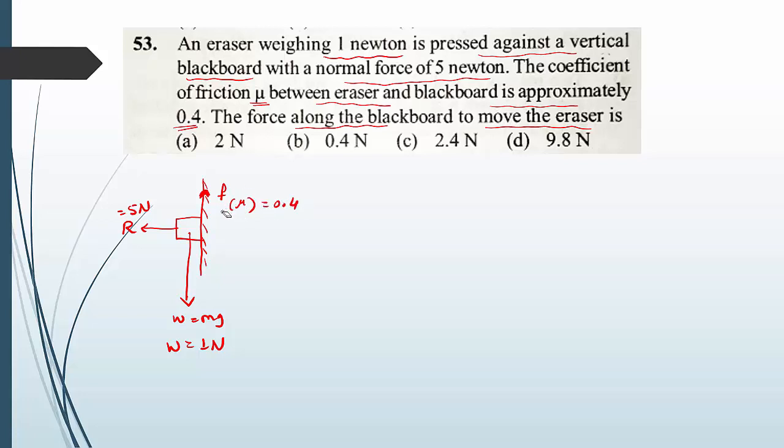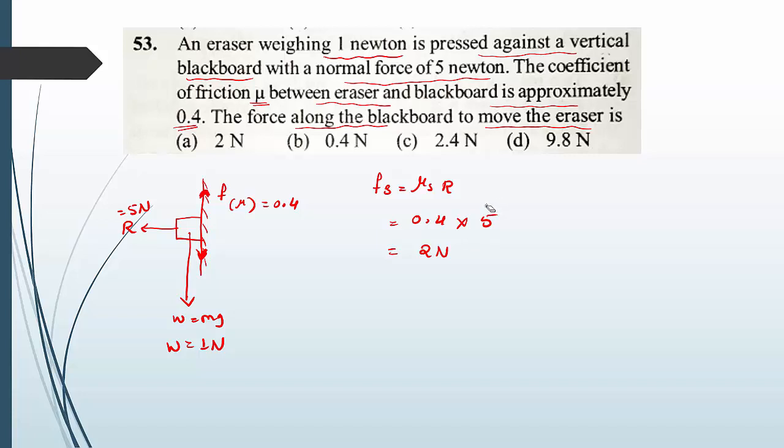The force along blackboard to move the eraser is. So we have to find the value of force here. This eraser has to be moved against this friction. So first we can go for the friction formula, that is Fs equal to mu s into R. Substitute their value, mu s is 0.4. R value they had given 5. So we will get the answer 2 Newton.